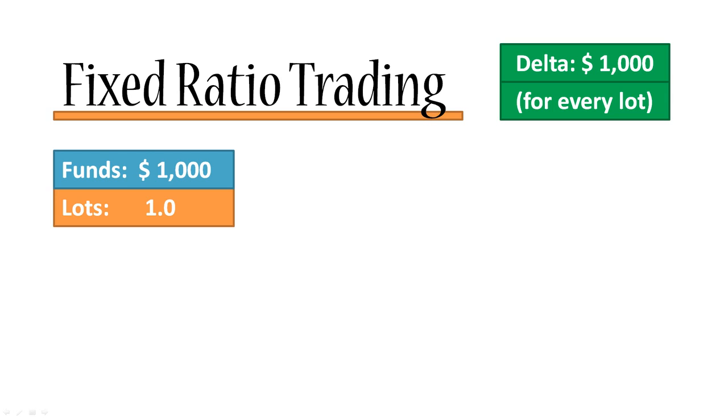Now let's focus on the left side of the screen. We've got funds, which is $1,000. That means currently we've got $1,000 on our account. And lots, and that's the initial volume, transactional volume that we've set for our trading. We're saying that right now we have $1,000 on our account and we choose to trade with one lot.